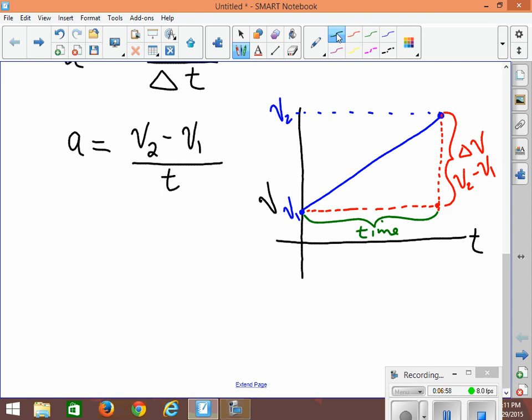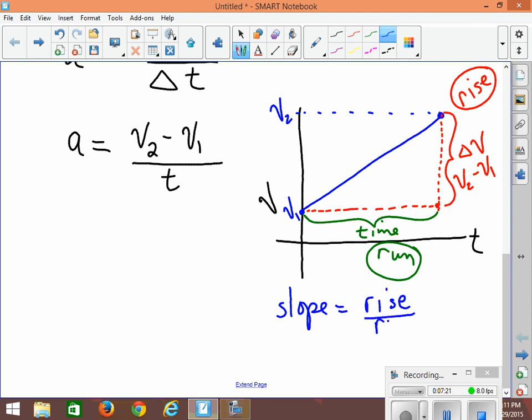But if you recall from your math, this number over here, this red number, is also called the rise. And the green number is also called the run. And if we wanted to find the slope of that blue line, the slope would be rise over run.